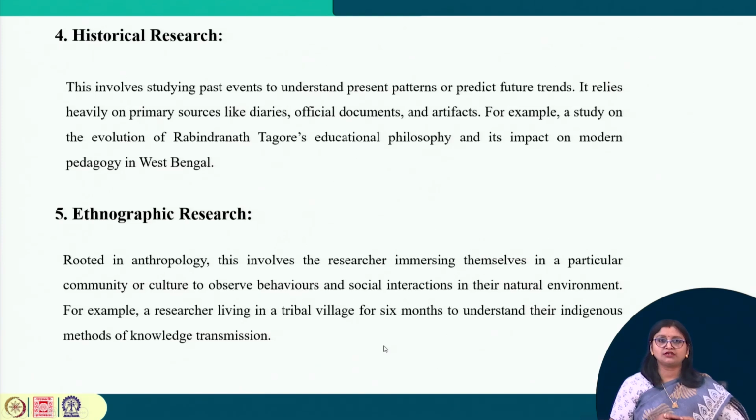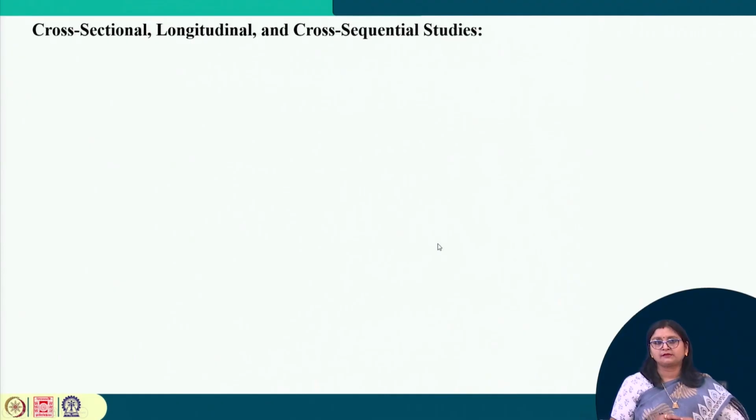Ethnographic research is rooted in anthropology. This involves the researcher immersing themselves in a particular community or culture to observe behavior and social interactions in their natural environment. For example, a researcher living in a tribal village for 6 months to understand their indigenous methods of knowledge transmission.